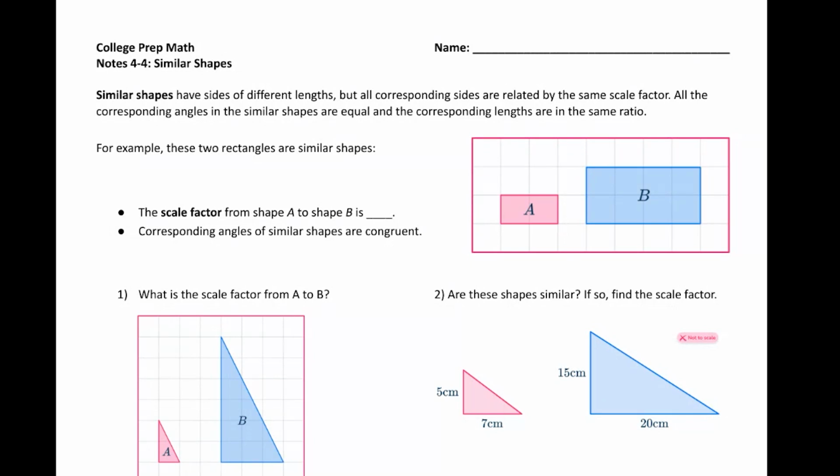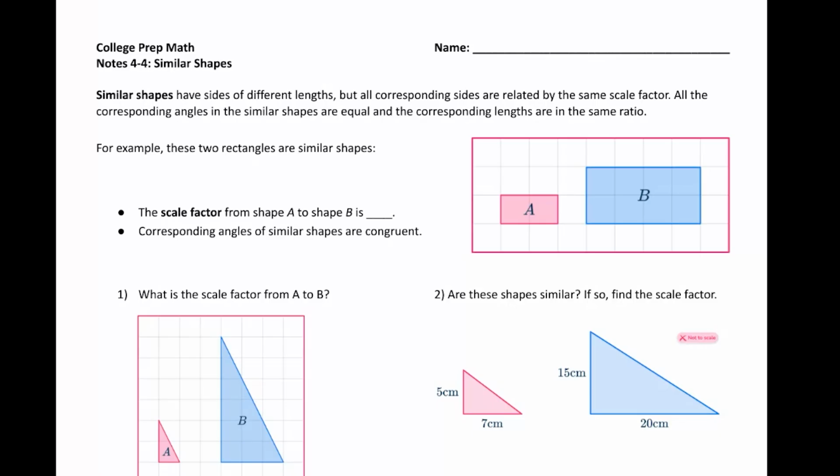Understanding how we come up with that scale factor is going to help you decide, number one, whether or not two shapes are similar. And then when they are, we can use the side lengths from one to figure out the other if we know what that scale factor is. So let's take a look at these two rectangles. We've got rectangle A and B.